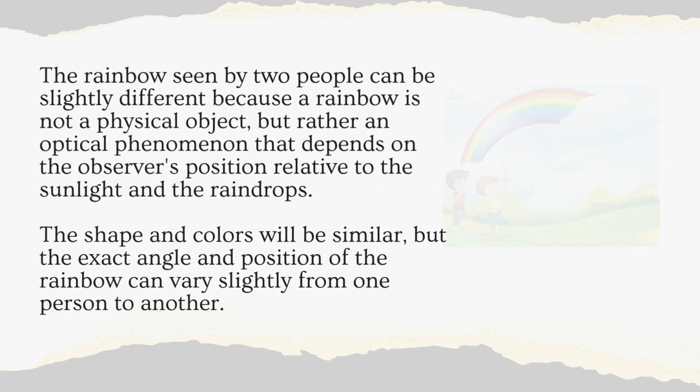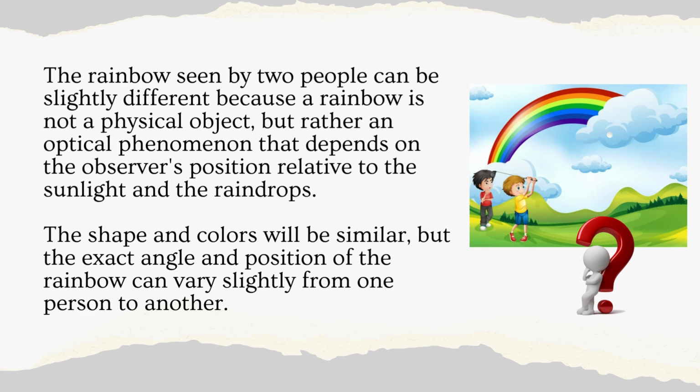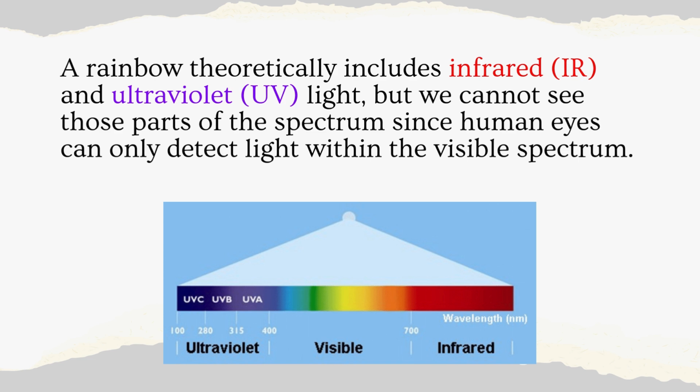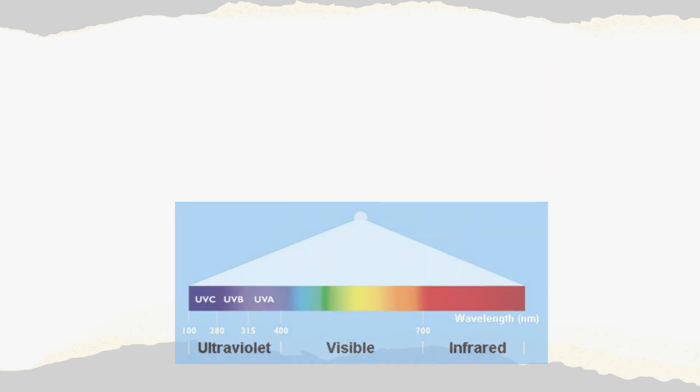The rainbow seen by two people can be slightly different because a rainbow is not a physical object, but rather an optical phenomenon that depends on the observer's position relative to the sunlight and the raindrops. The shape and colors will be similar, but the exact angle and position of the rainbow can vary slightly from one person to another. A rainbow theoretically includes infrared and ultraviolet light, but we cannot see those parts of the spectrum since human eyes can only detect light within the visible spectrum.